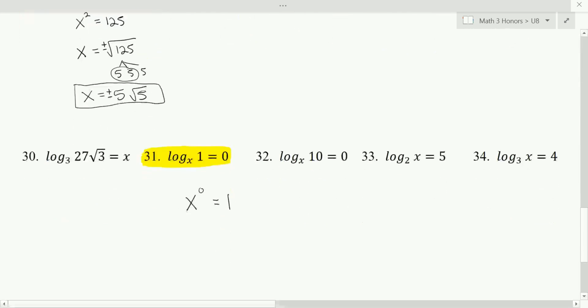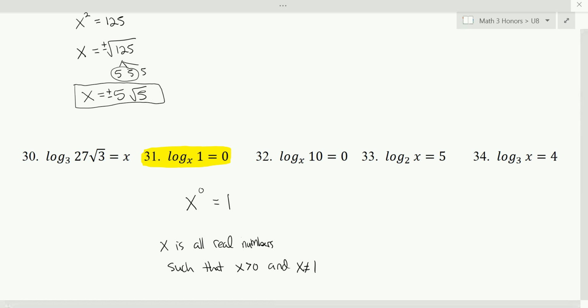Okay, so x is all real numbers such that x is positive and x is not equal to 1. So anything else? Decimals, yeah. Yep, that would work. All positive real numbers except for 1. That would work.